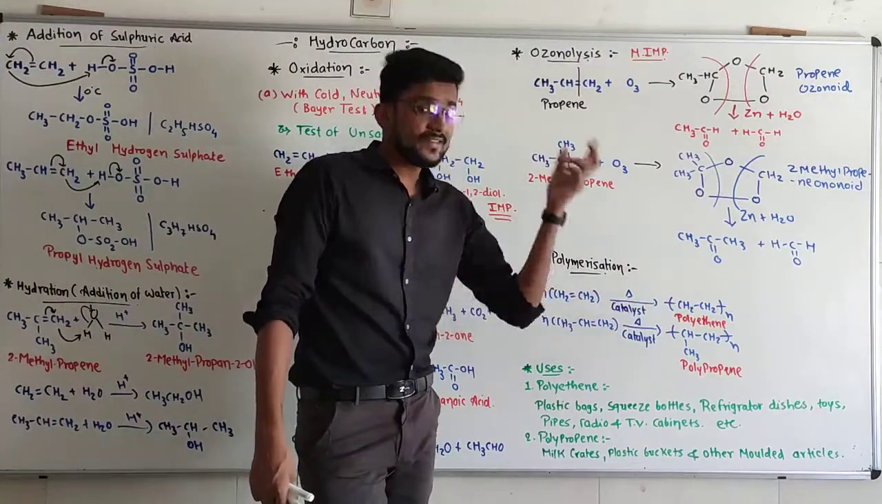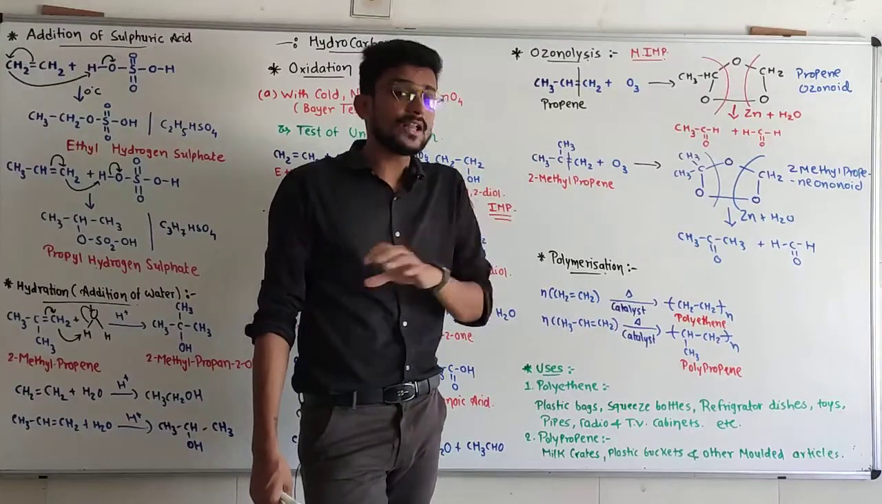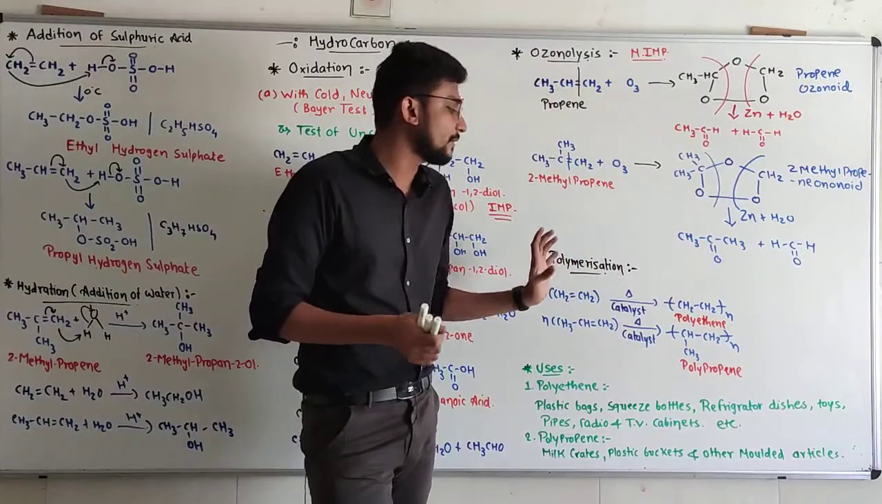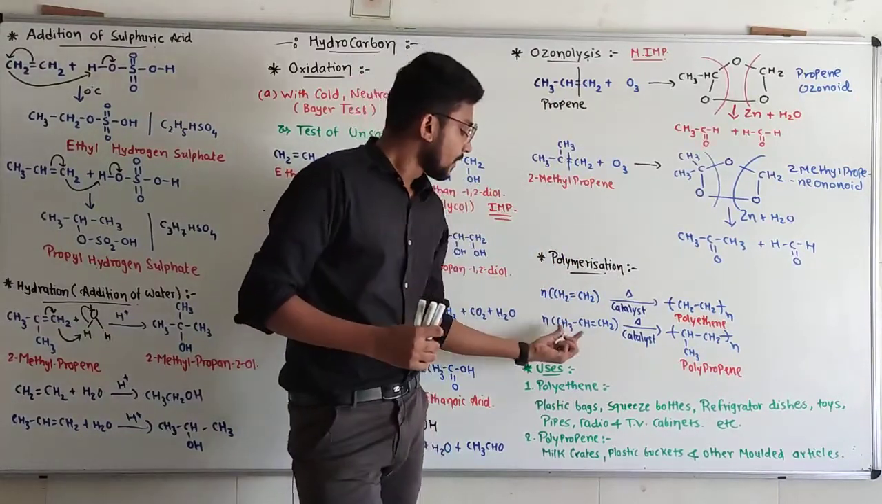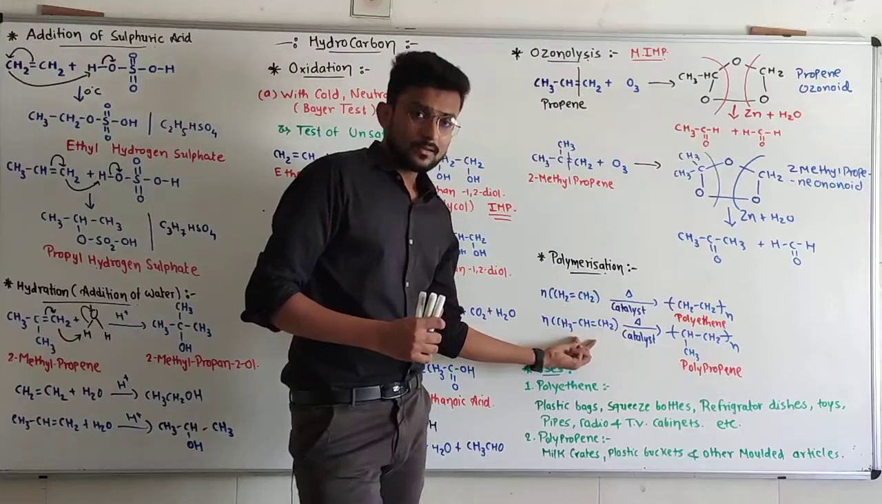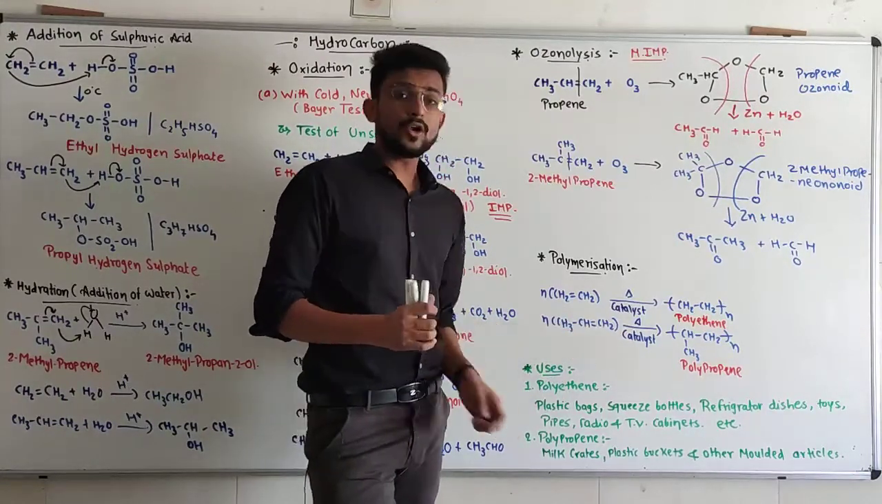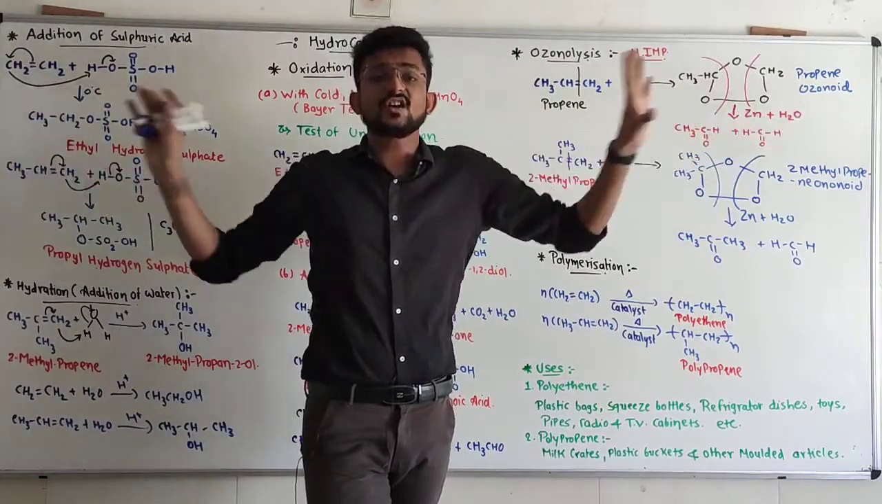In polyethylene, there are two types: high density polyethylene and low density polyethylene. We will discuss this in the 12th because we have a whole chapter on polymers. In the polymer, the same thing occurs. All the pi bonds will be broken and a chain-like structure is formed.